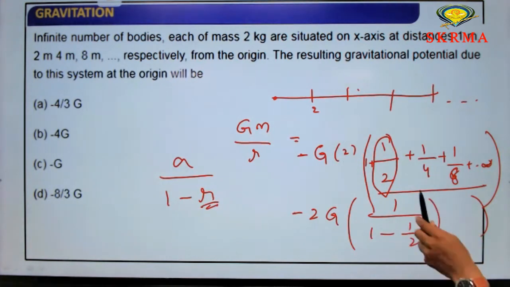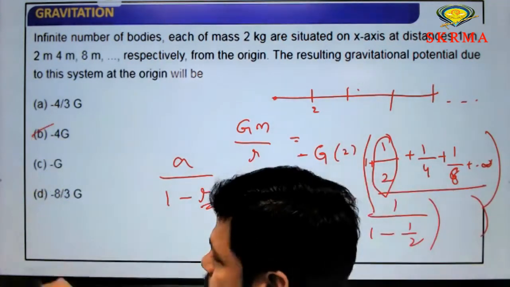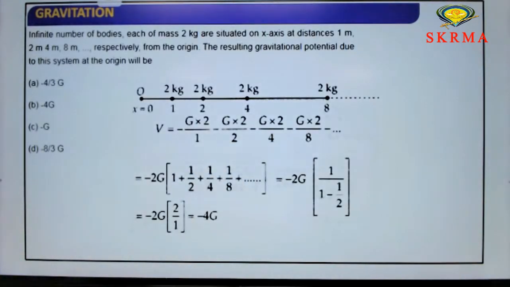A is the first term. What is the first term? It is 1. So 1 by 1 minus 1 by 2. The value here: 1 minus 1 by 2 is 1 by 2. Take the reciprocal, which is 2, and 2 times 2 is 4. That's why the correct option is 4G. We obtain the solution like this.